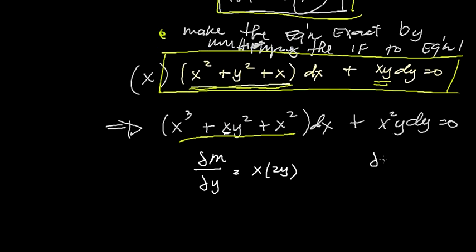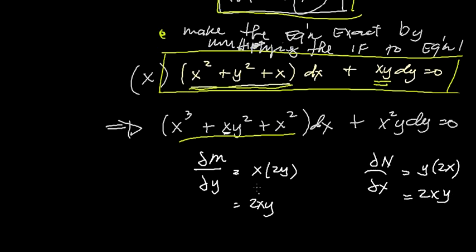And for this part, we have N with respect to x. This part will only consider variable x. We let y as constant, and then the derivative of x squared is 2x. I forgot to simplify this one. So by simplifying, we have 2xy, and also for this part we have 2xy. As you can see here, the partial derivative of M with respect to y is now equal to the partial derivative of N with respect to x.